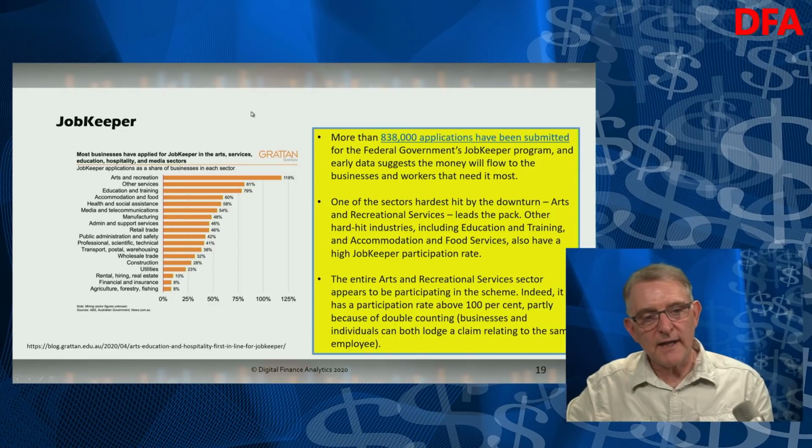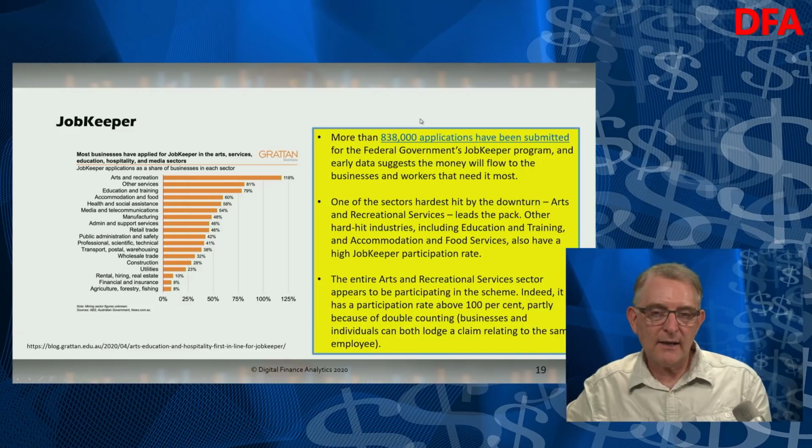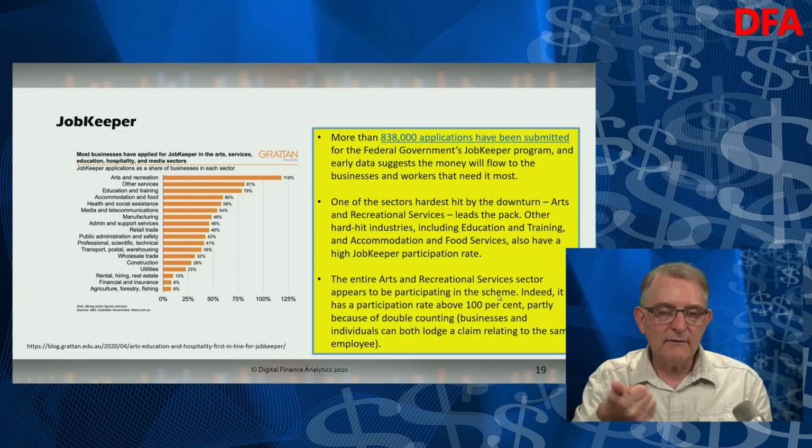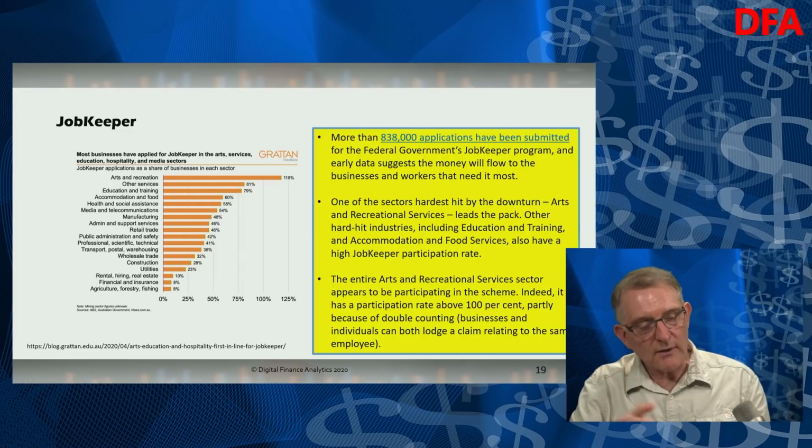We also can look at this from a JobKeeper perspective. This has come out today from Grattan, and they said that more than 838,000 applications have been submitted for the federal government's JobKeeper program. Early data suggests the money will flow to the businesses and workers that need it most. One of the sectors hardest hit by the downturn is the arts and recreational services. Others include education and training, and accommodation and food services. And it's interesting, the reason it's more than 100% is that you can apply as an individual and also as a business as well. So that's why it's above 100.